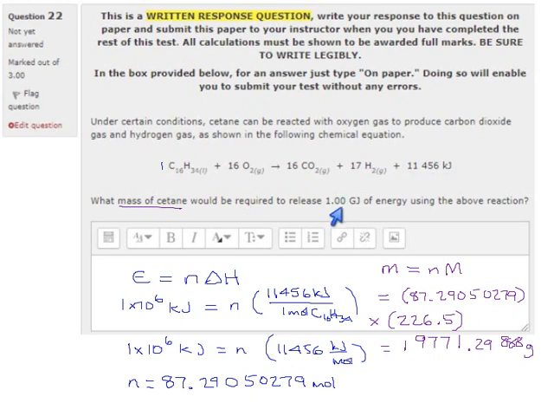3 is definitely our worst measurement here, so we have to cut this down to 3 sig digs. We could divide by 1,000 and say 19.8 kilograms of cetane, or we could go to scientific notation and say 1.98 times 10 to the 1, 2, 3, 4 grams of cetane. Either one of those would be fair.